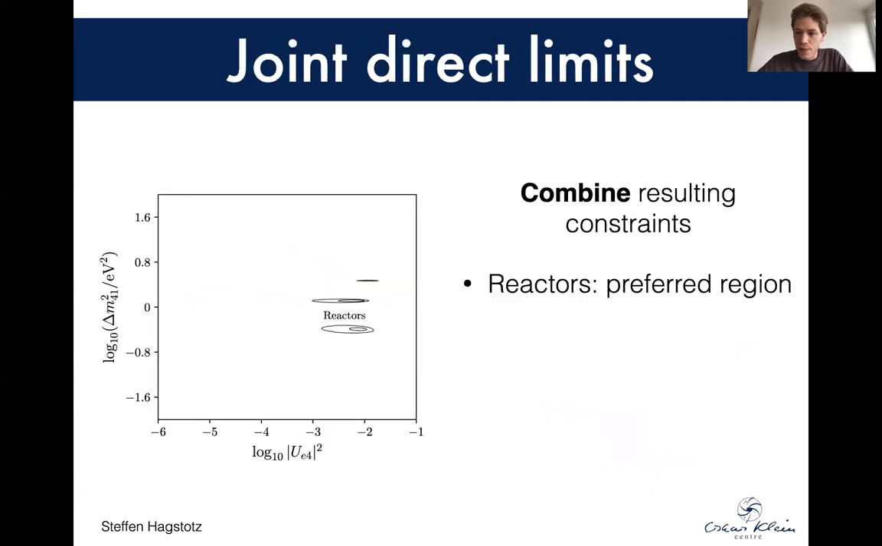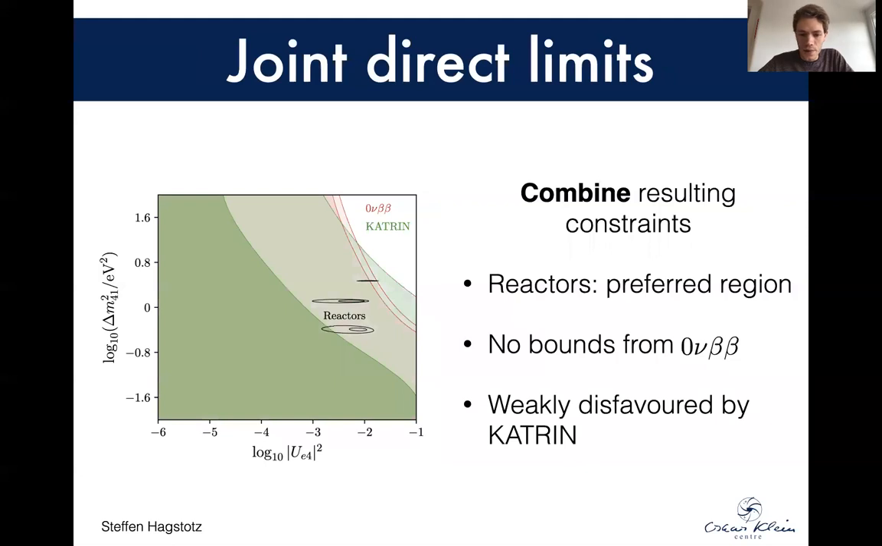All right. So if we look at the preferred region from the reactor anomaly, then what do the other measurements tell us? So if we look at neutrinoless double beta decay, then unfortunately there are no interesting bounds on this region. And also from the beta decay measurements by KATRIN, they're only in very mild tension with these reactor anomaly results, but they can't rule them out.